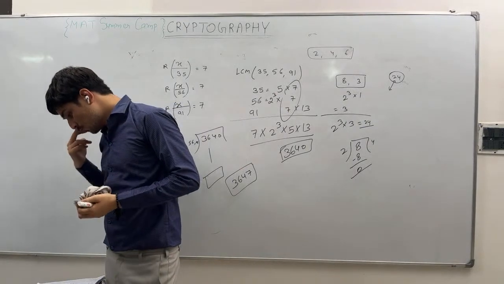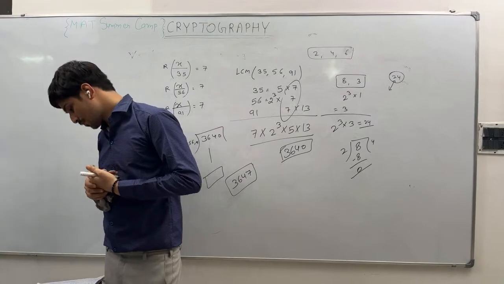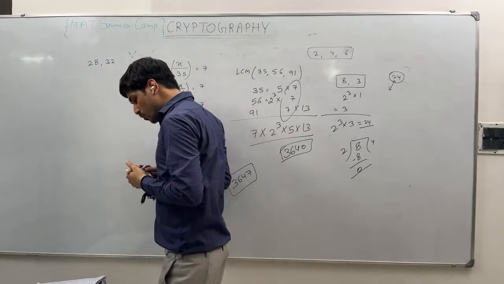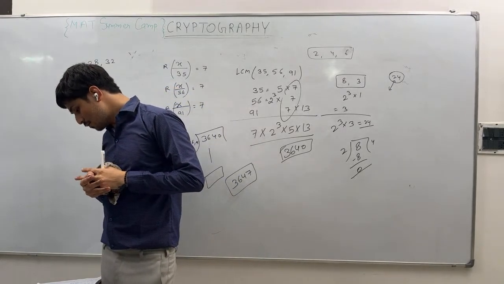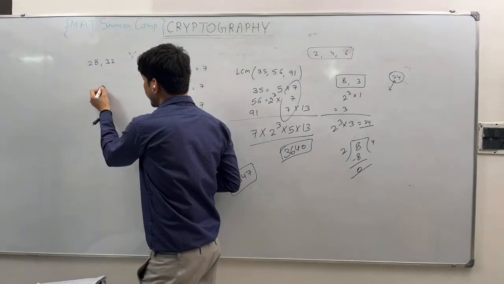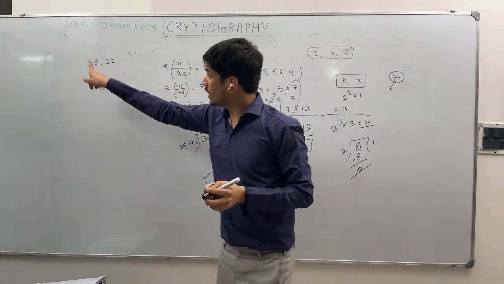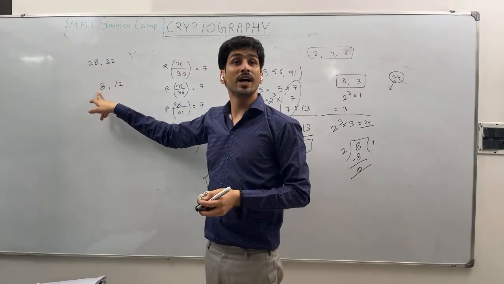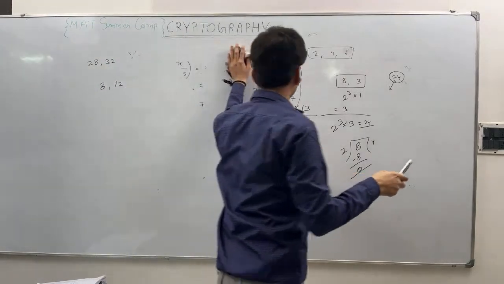Find the least number, find the smallest number when divided by 28, 32, leaves the remainder 8 and 12 respectively. Let's see how we can solve the problem.